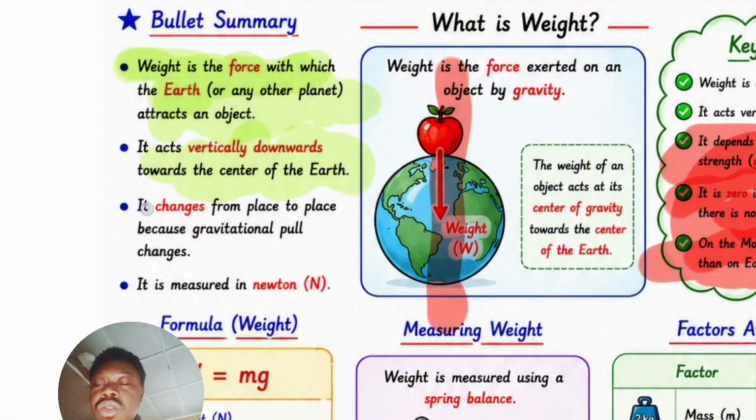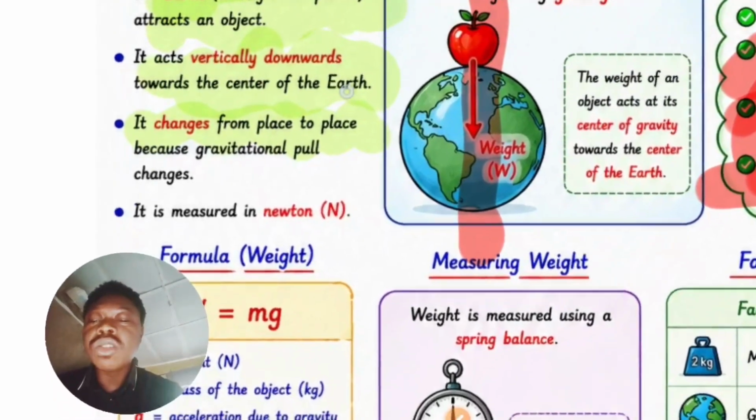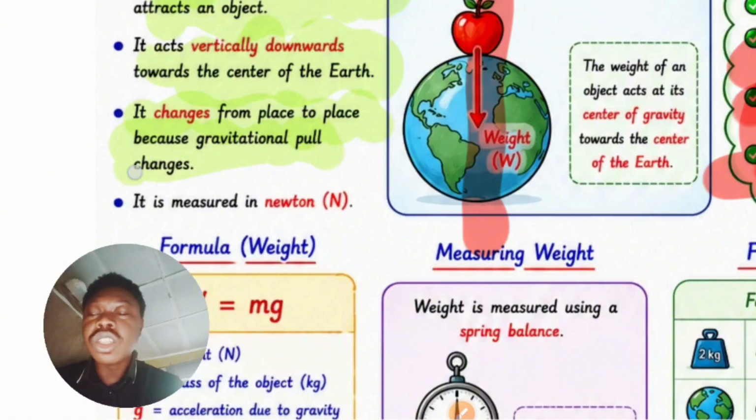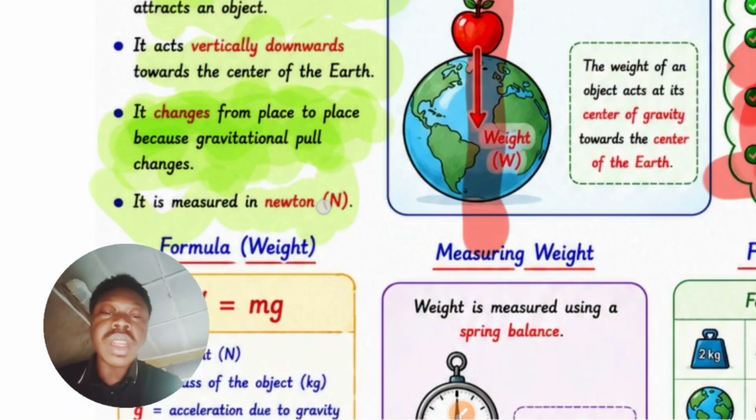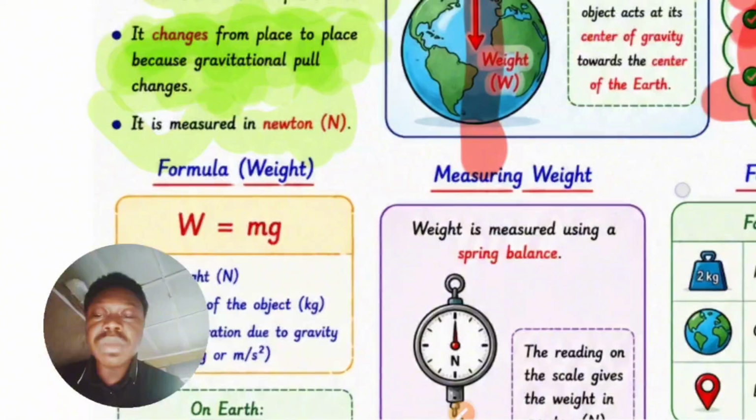Key thing you must note: it changes from place to place. Weight changes from place to place because gravitational pull changes according to your location on the earth. It means that your weight in London can be different from your weight in the United States, and your weight in Nigeria can be different from your weight in Ghana. It is measured in Newton, which is capital letter N. Take note of this because weight is the same thing as force.